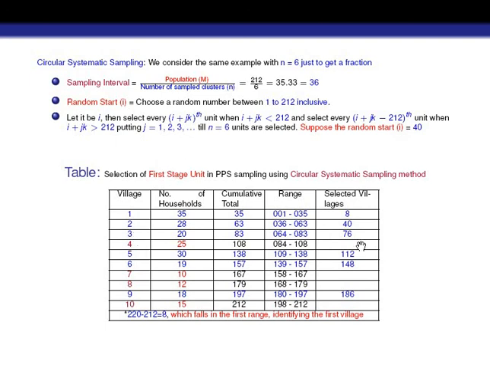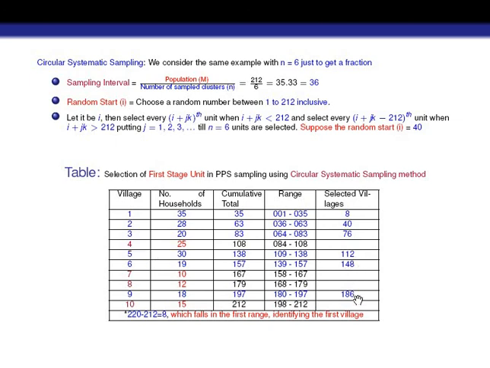Okay, and again we add 36 to 76 to get our next unit. And we will get 112, which lies in this range 109 to 138. So obviously we'll choose this cluster for our first stage unit, and again we will continue this process.